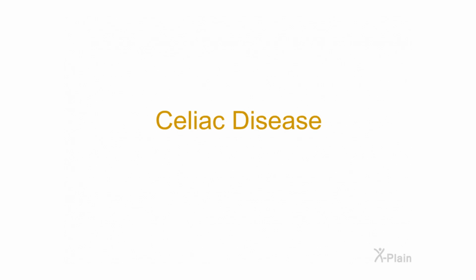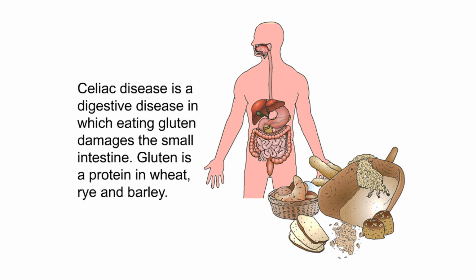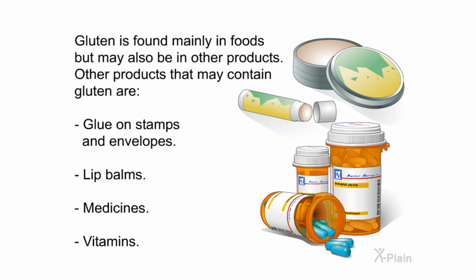Celiac disease. Celiac disease is a digestive disease in which eating gluten damages the small intestine. Gluten is a protein in wheat, rye, and barley. Gluten is found mainly in foods but may also be in other products. Other products that may contain gluten are glue on stamps and envelopes, lip balms, medicines, vitamins.